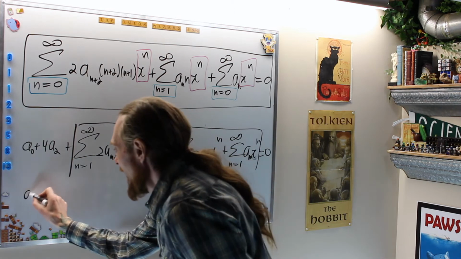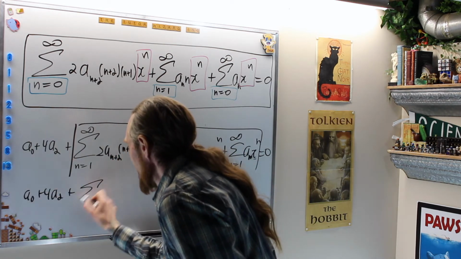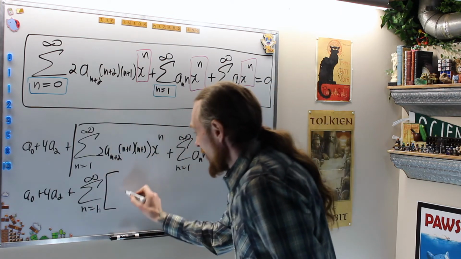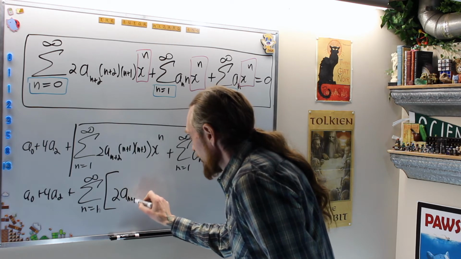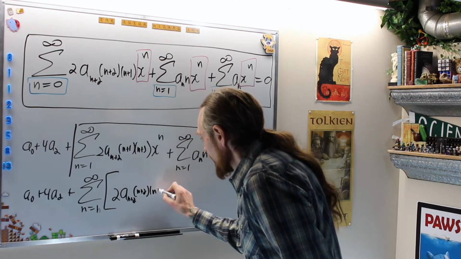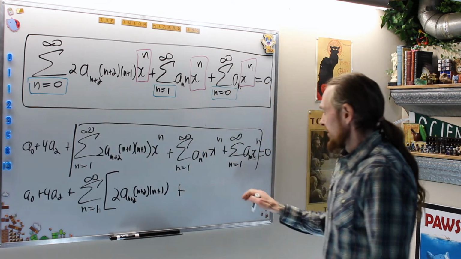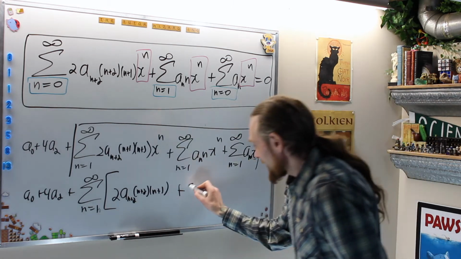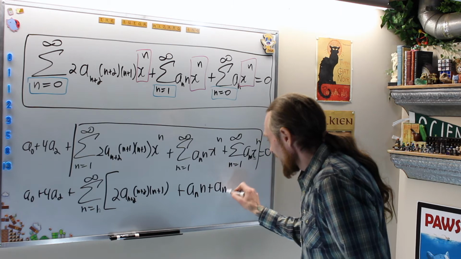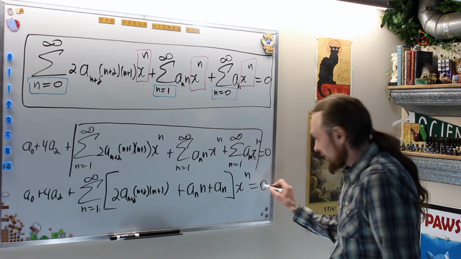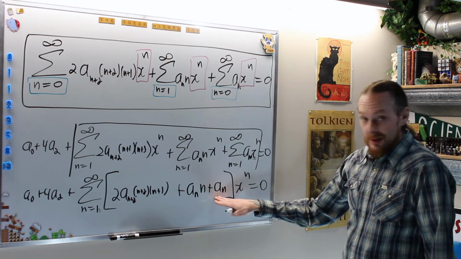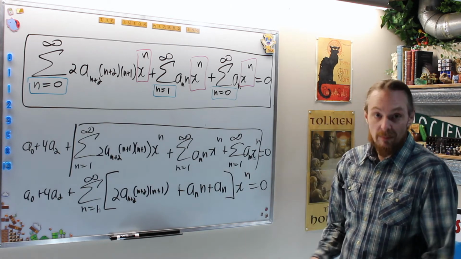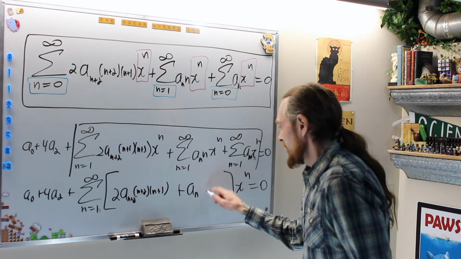So this is a0 plus 4a2 plus the sum from n equals 1 to infinity of, now I can combine all of this, 2an plus 2n plus 2n plus 1 plus, oh I see it, I have an n and an 1, so I can factor that. That's an n plus an x to the n equals 0. I've combined all the terms, and this one I really want to do quickly because I'm lazy and I'm not writing that out again. There's an an in both terms, factor it out. It's an times n plus 1.